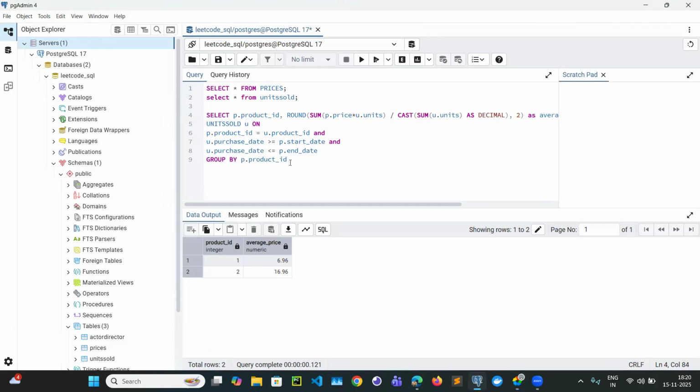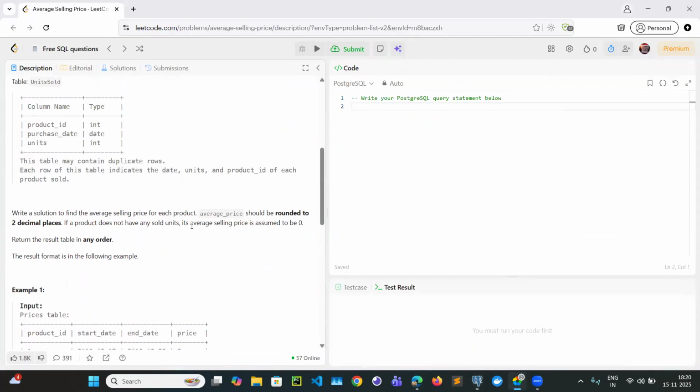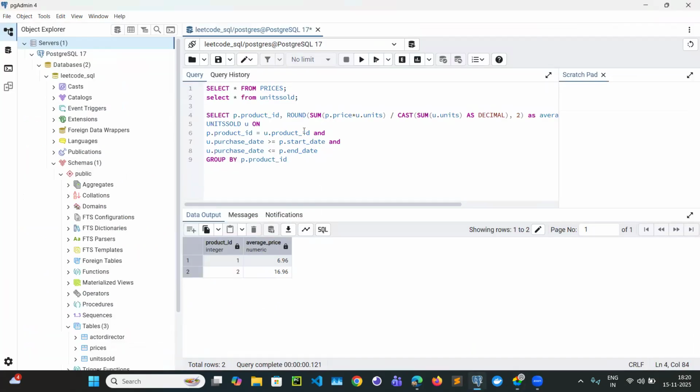But will this solution work? The answer is no. The solution is still not going to work. Why? Because we missed this condition. If we don't have the average selling price, we need zero. Here, if we have the selling price, then we are populating it, but otherwise we are populating null.